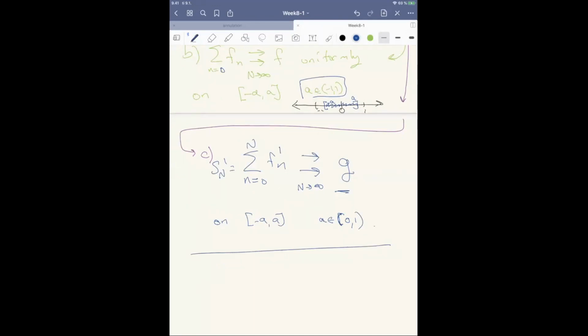Now, we'll go through this carefully in a bit, but the crucial thing in B and C, which also plays a role in A to some degree, is the Weierstrass M-test.